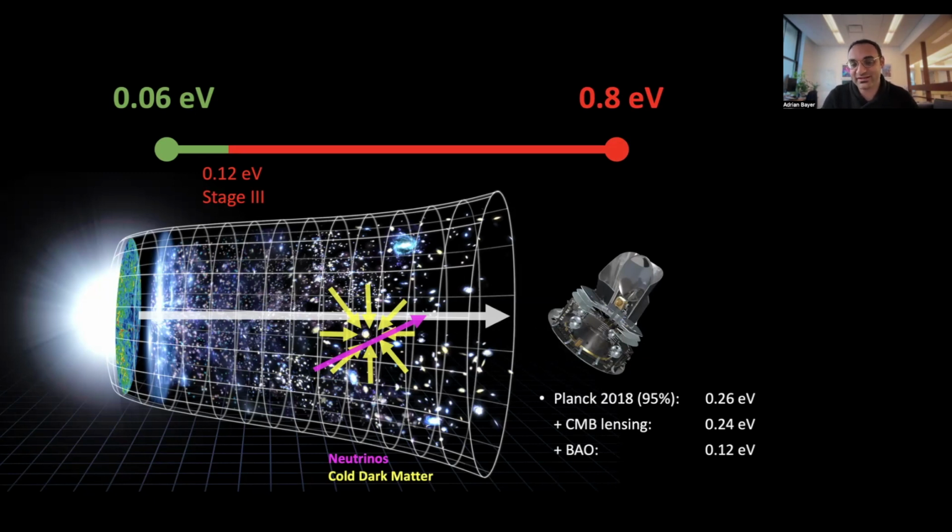By combining the CMB information with large-scale structure information, for example, in CMB lensing and with BAO, you can get even tighter constraints using cosmology. In terms of Stage 3 experiments with CMB x LSS, the upper limit on the neutrino mass was 0.12 eV. So really pushing down the upper limit compared to particle physics.